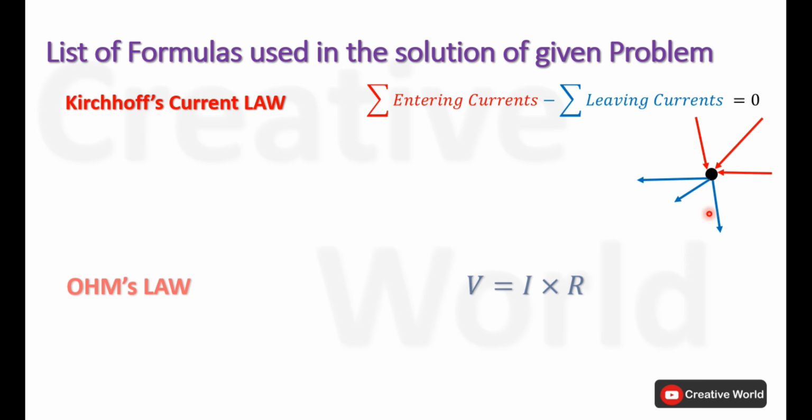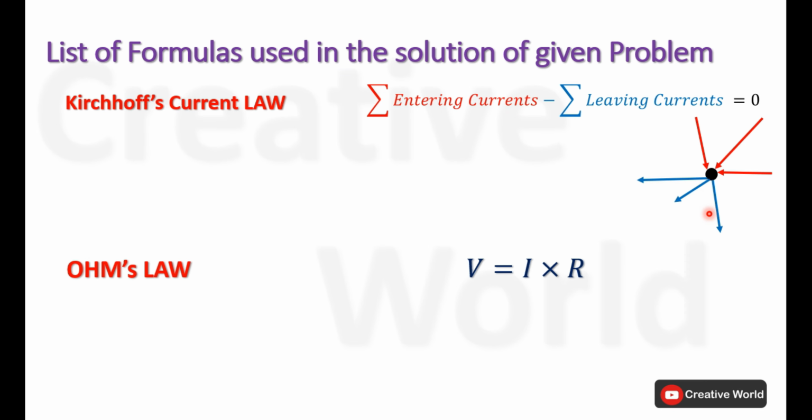We also will be using Ohm's law. According to this law, voltage across any resistance R is always equal to the product of current through this resistance and the value of resistance itself.